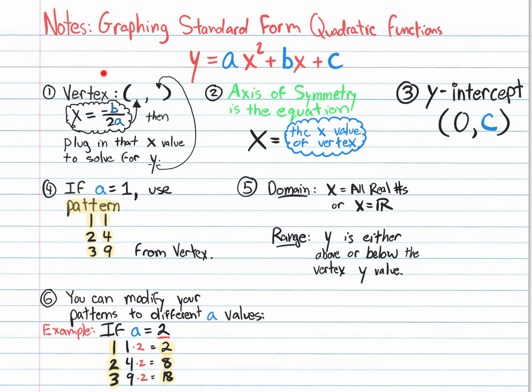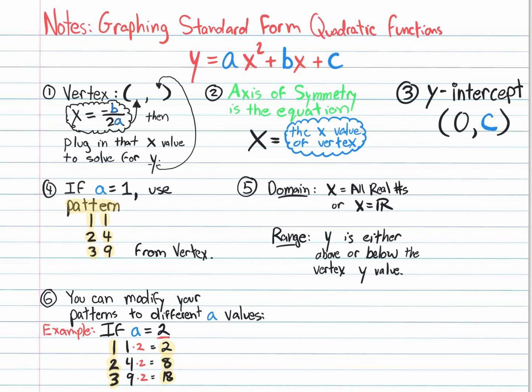The first thing that I had you write down was vertex, because that's what you always find. That's the most important point of your parabola. And how do you do that? You simply use the formula x equals negative b over 2 times a. You get your b from there, your a from there. You work it out. You get an answer for x. And then you plug in that x value to solve for y, and you'll have your y value. Okay? So that's how to find the vertex.